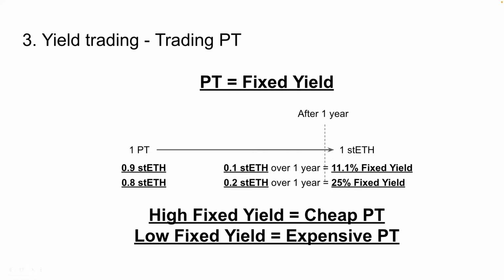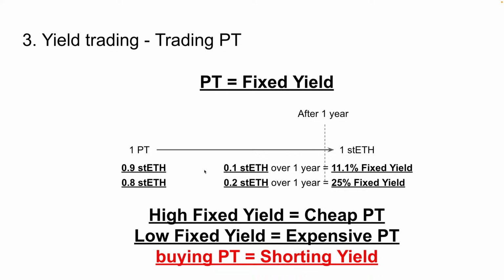Now, as with all other kind of trading, you want to buy low, sell high, right? So you want to buy cheap PT and sell expensive PT, meaning you want to buy PT when yield is high and sell it when it's low. In other words, you will profit from yields going down. Essentially, buying PT is shorting yields because you profit from yields going down, right? Yeah, that's the rough theory you need to understand for PT.